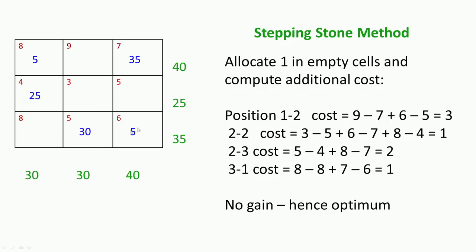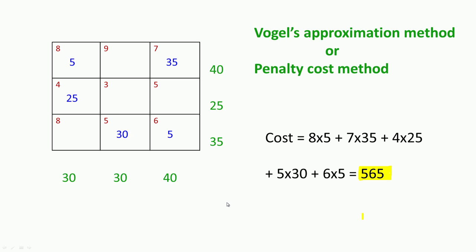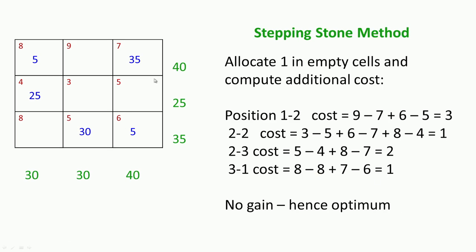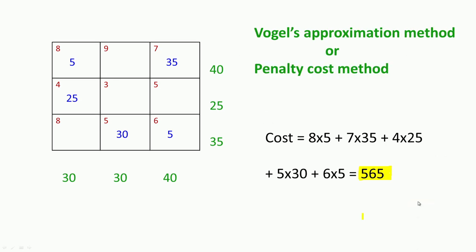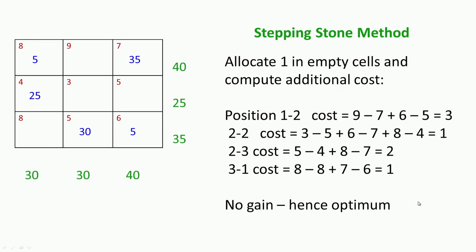This is the solution that is given by the penalty cost method or the Vogel's approximation method. So, this was the solution that we saw in the last class. Let us take the same solution to analyze it further. This is a solution that has been given by the penalty cost method with the cost of 565. Now, only two things can happen.